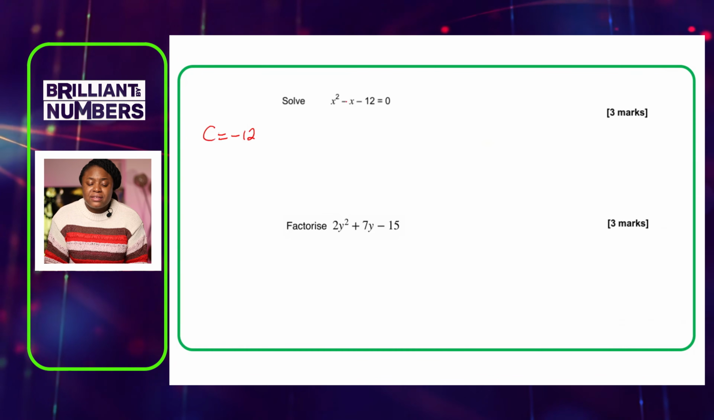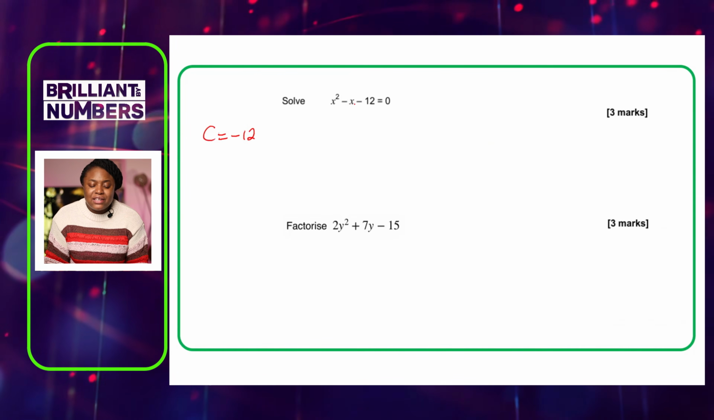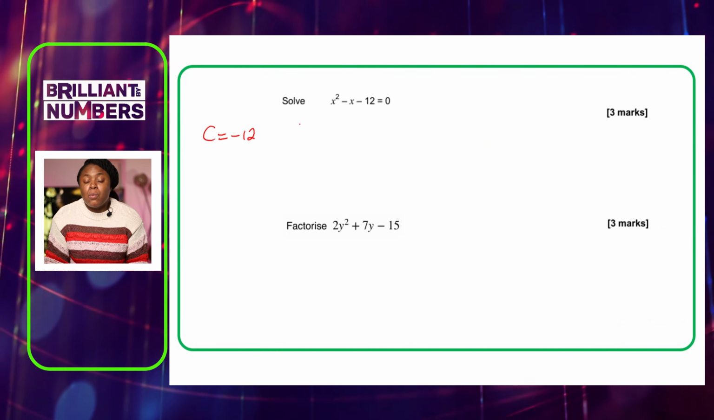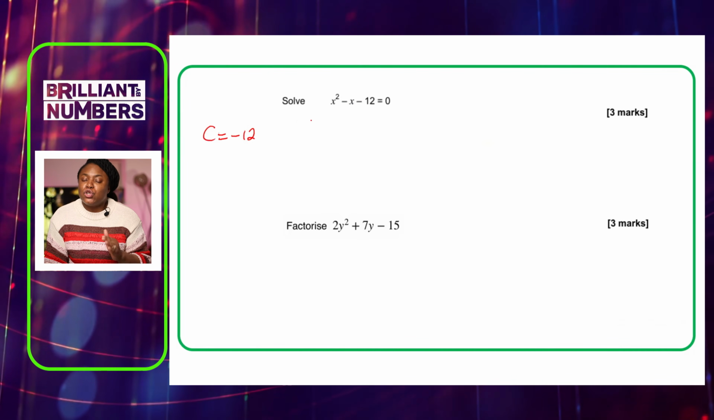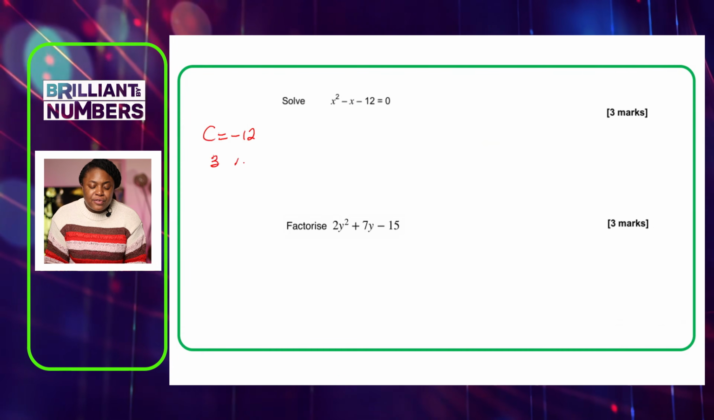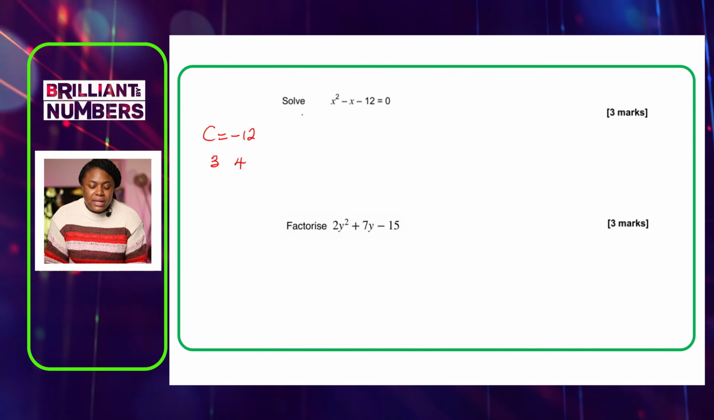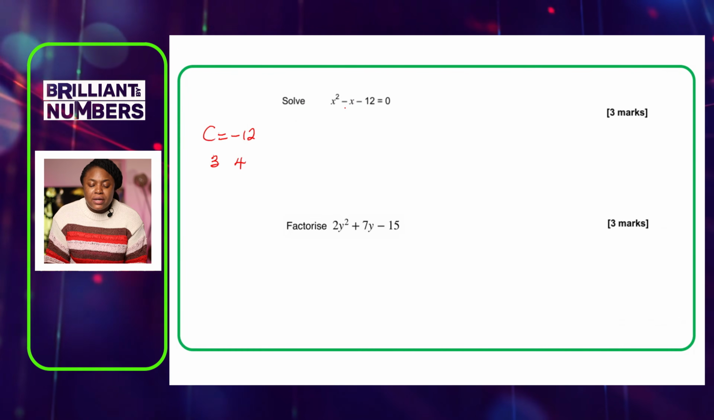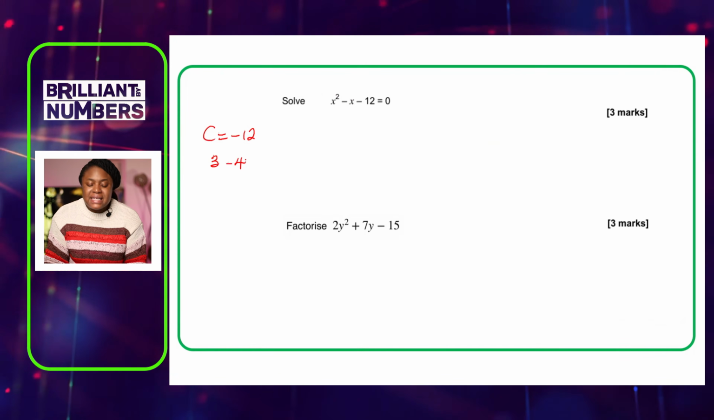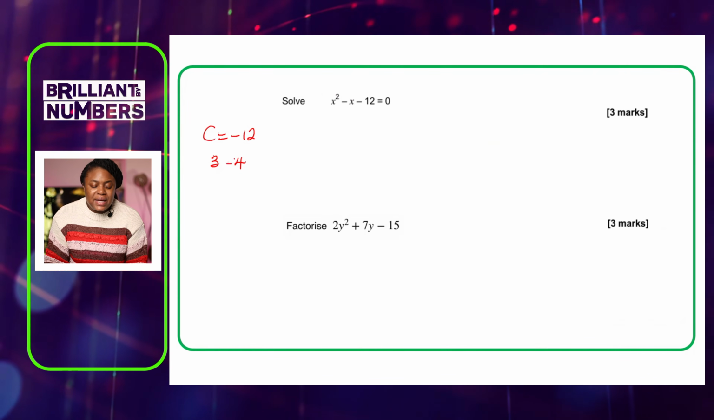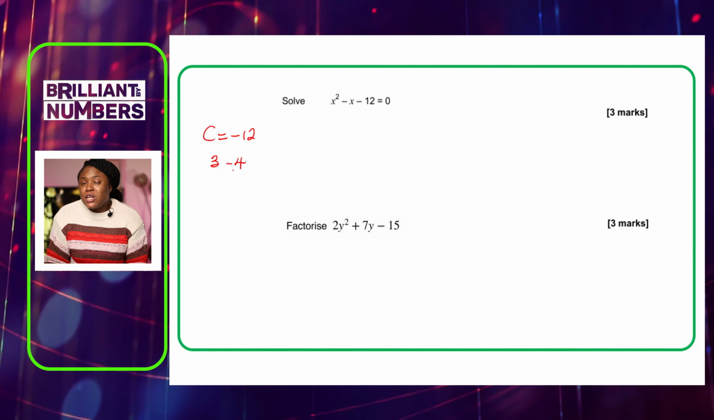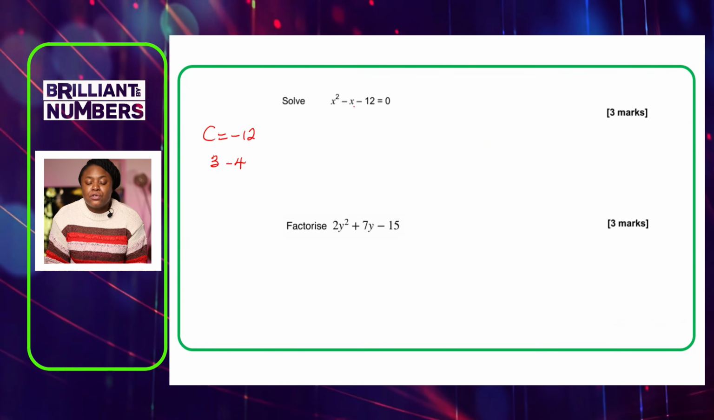I need 2 factors of minus 12 that add to minus 1. So therefore, 2 factors of 12 that are 1 apart, and then we figure which one should be negative and which one should be positive. So the 2 factors are 3 and 4. So we need them to be minus 1 when we add them. So clearly the 4 has to be negative. So we check, 3 times minus 4 is minus 12, and 3 plus minus 4 is minus 1.